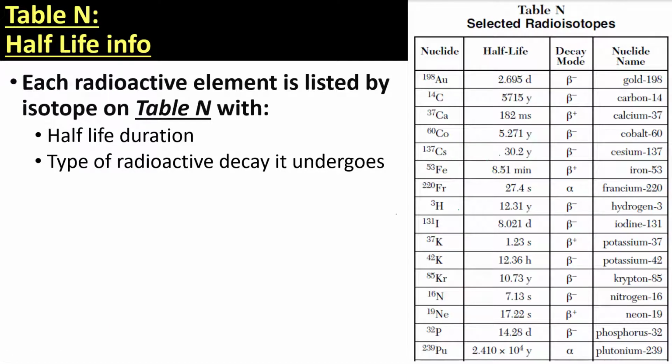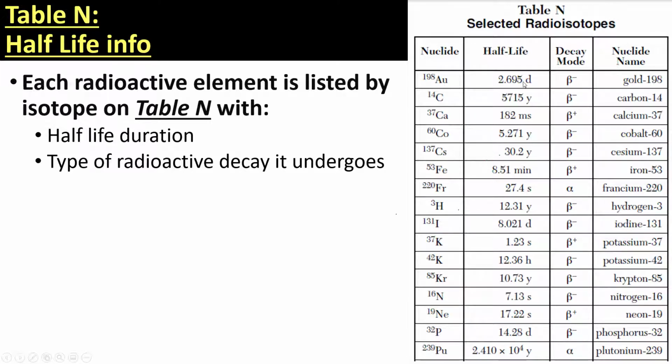If you guys want to engage yourselves in some half-life problems, one of the things that you are going to need is CsRT Table N. CsRT Table N is your selected radioisotopes table, and what's cool is they list them alphabetically. That's here, and I know you saw this before when we were doing decay modes, but now we're going to deal with the second column here. That is half-life. It tells you what the half-life duration is for each of these radionuclides that are here.